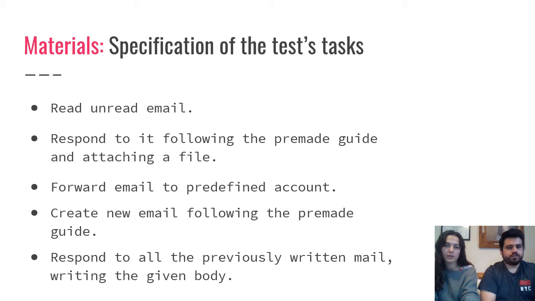The specification of the test tasks is as follows. They have to read an unread email. They have to respond to it following the pre-made guide and attaching a file. Forward an email to a predefined account. Create a new email following the pre-made guide. And respond to all the previously written mail, writing the given body. A detailed version of this guide will be attached as a separate file in this delivery.